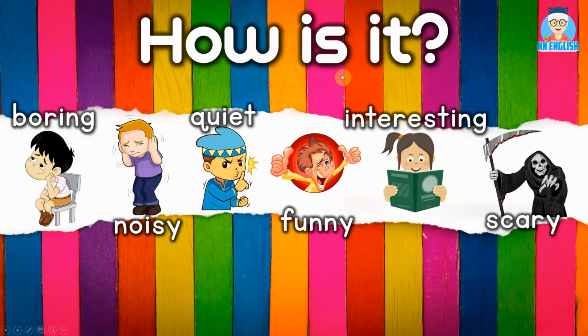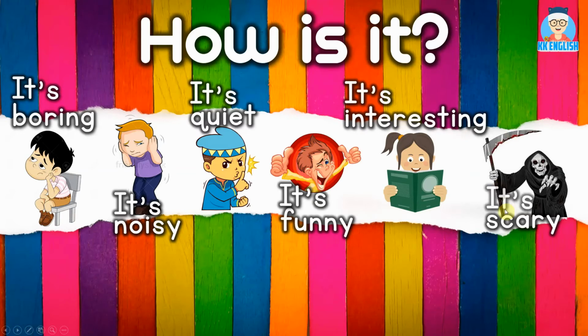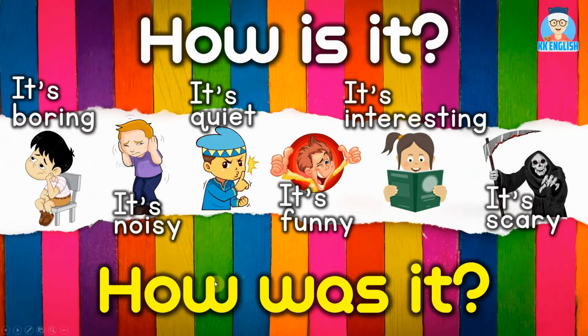So when people ask you how is it? 当有人问你呢，感觉怎么样？你可以这样子回答：It's boring. It's noisy. It's quiet. It's funny. It's interesting. It's scary. How about yesterday? 如果这件事情呢发生在昨天或者已经过去了，When this thing happened in the past, we ask, How was it? Everybody, let's read together this question. 我们一起来读这个问题。1, 2, 3. How was it?